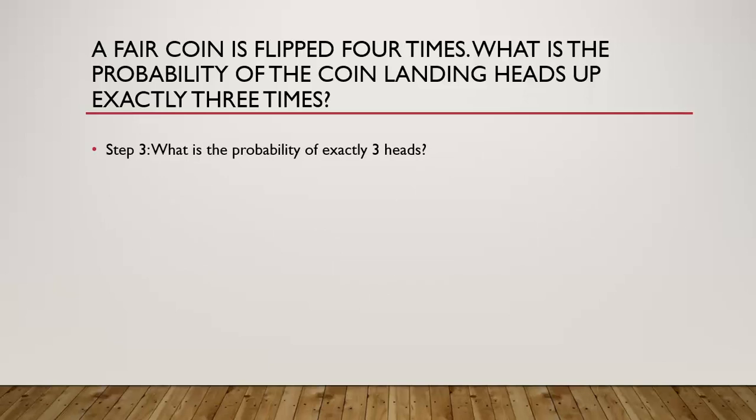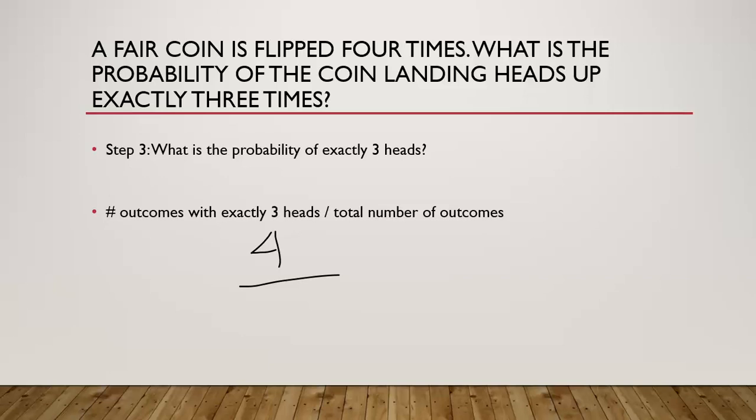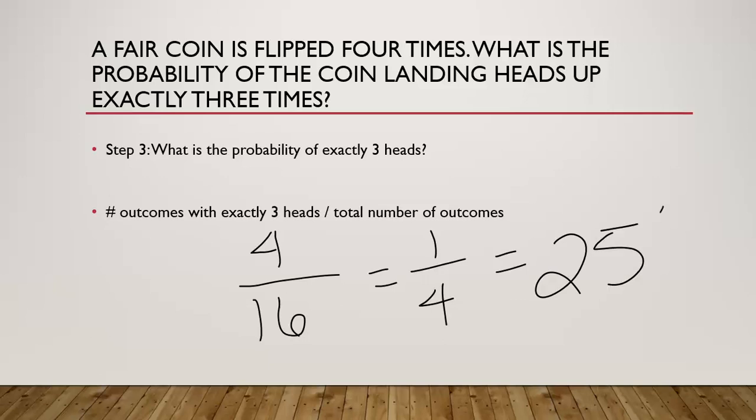So now the last step says, well, what's the probability of getting exactly 3 heads? So the probability is going to be the number of outcomes with exactly 3 heads. And that's what we found in step 2, where we found there were 4 ways to get exactly 3 heads. Out of the total number of outcomes, well, in step 1, we found that there were 16 possible outcomes. So that means that there is a probability of 1 in 4, or 25% of the time, we're going to get exactly 3 heads.